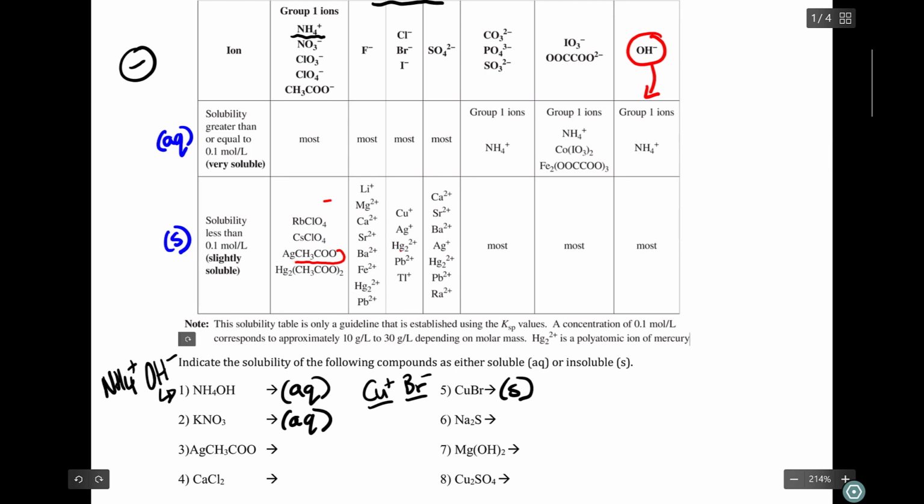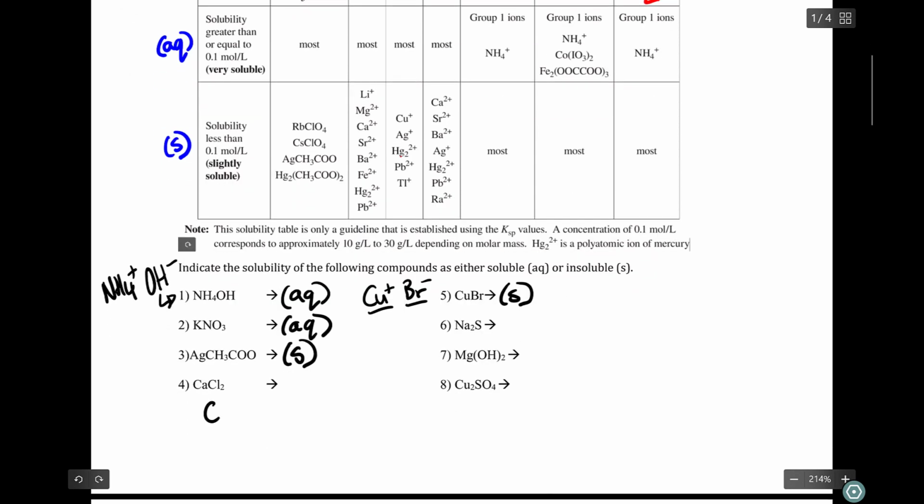What you'll notice about this square here is it looks a lot different than the rest because these things are so soluble with everything that there's only 4 specific exceptions. So rubidium perchlorate, cesium perchlorate, silver acetate, mercury acetate. Those are the only exceptions which are insoluble based on 0.1 moles per liter. So this is solid.